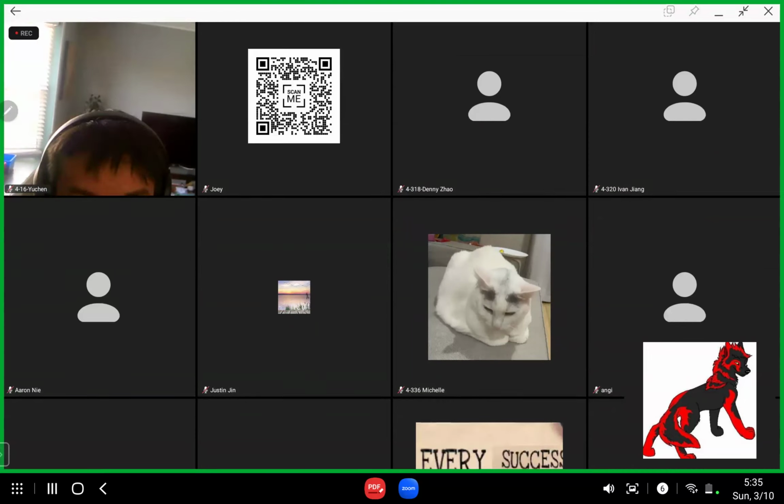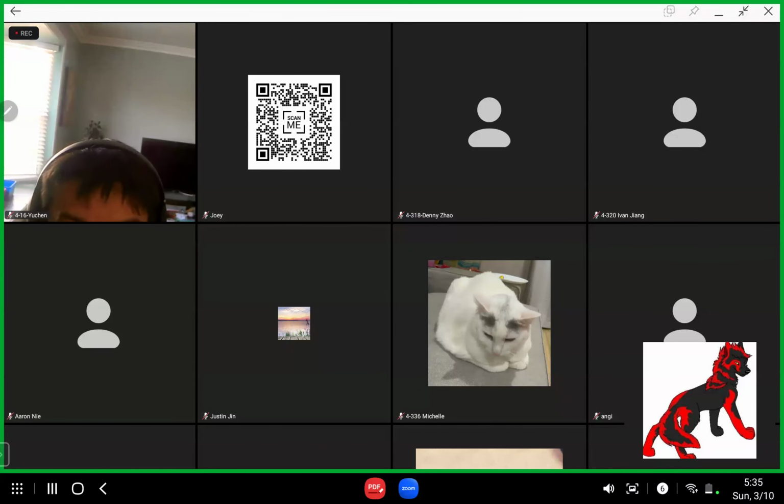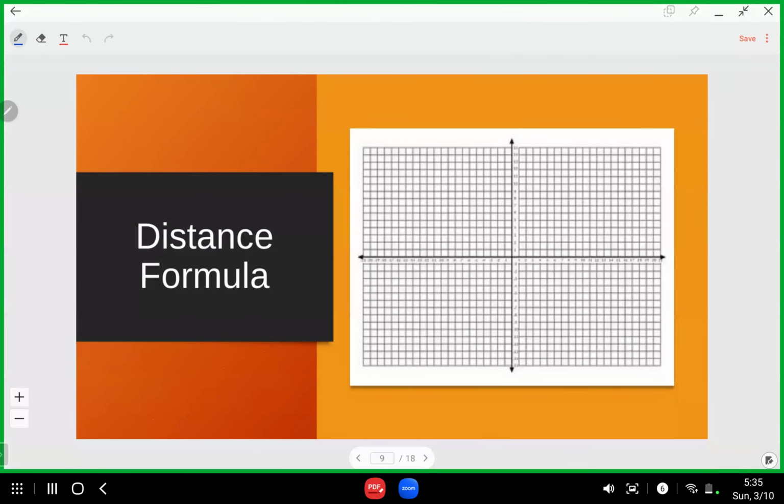If everybody is familiar with the Pythagorean theorem, then we can go on to the distance formula. The distance formula is basically the Pythagorean theorem. The Pythagorean theorem is very important, and when you're doing geometry, it's basically a foundational theorem. You're going to be using the Pythagorean theorem in geometry, calculus, trigonometry, that kind of stuff. Very important, so make sure you know what it is.